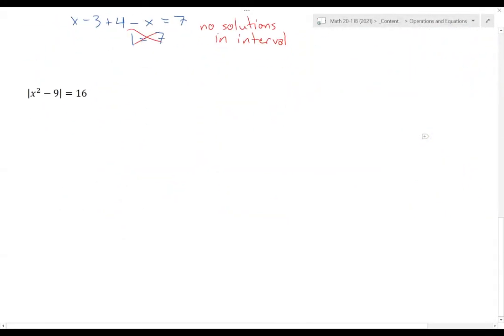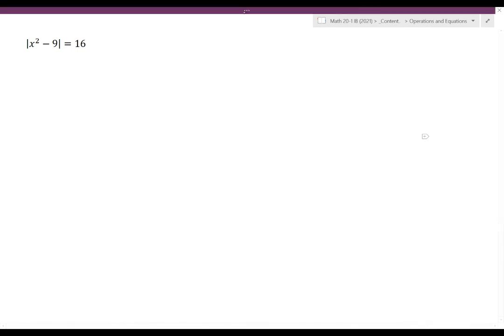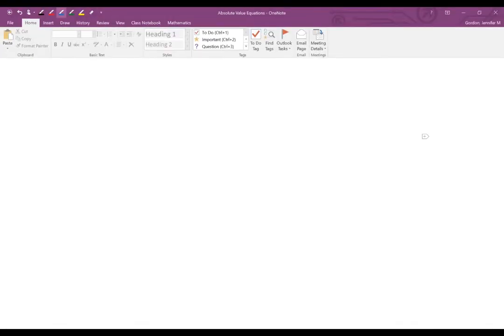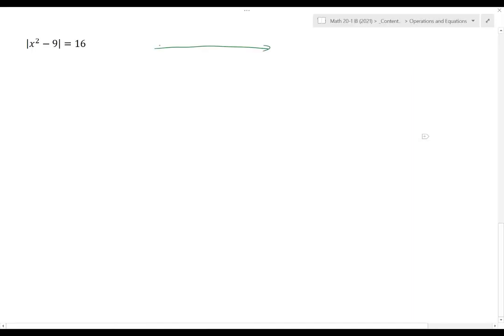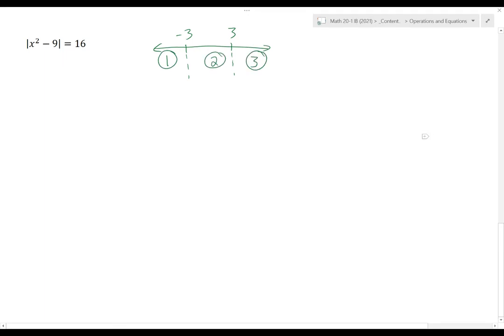And finally, we're going to look at what happens if I have an absolute value where I have a quadratic. So in this case, I do still have two critical values. My critical values are -3 and 3, because if either of these values were substituted for x, I would have 0. So I have 3 intervals, 1, 2, and 3. But what ends up happening with quadratics is often 2 of the intervals are the same.